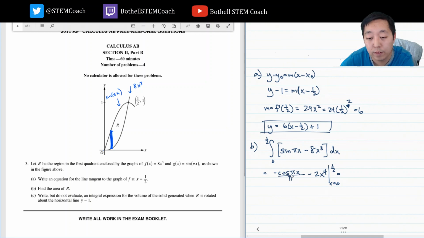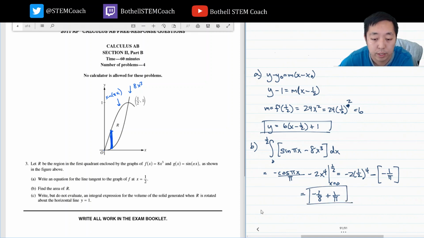I plug in 1/2, I get cosine of pi over 2. Cosine of pi over 2 is 0, minus 2 times 1/2 to the 4th. And I'm going to subtract, so this is me plugging in 1/2. Now I'm going to plug in 0. Cosine of 0 is 1, so that's negative 1 over pi. And then that's 0. So I'm left with negative, this is 1/16 times negative 2, which is negative 1/8, plus 1 over pi. Okay, so that's the area.